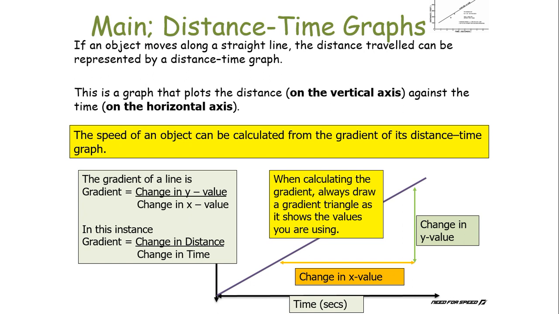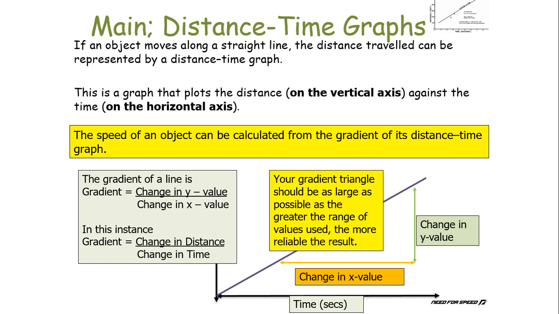Now, when calculating your gradient, you've always got to draw your gradient triangle on your graph because it shows what values you're using, but you've also got to make sure to make your gradient triangle as large as possible because this gives the greater range of values, so it's a more reliable result. But this method can only be used if an object has a constant speed, i.e. the line that you've drawn is straight.